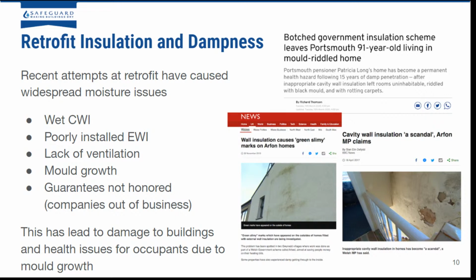So by doing retrofit insulation, we previously have been doing a lot of retrofit insulation, and actually it's also led to its own form of dampness. Its recent forms have really caused widespread moisture issues. I think the most commonly known one is wet cavity wall insulation. There's lots of news articles about this over the last 10 years or so. You also have poorly installed external wall insulation, lack of ventilation, mold growth, things like guarantees not being honoured and companies going out of business. So this has led to damage to buildings and health issues for occupants due to mold growth. So this is something we really want to avoid repeating.